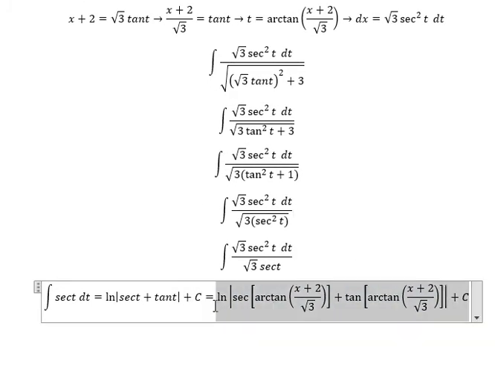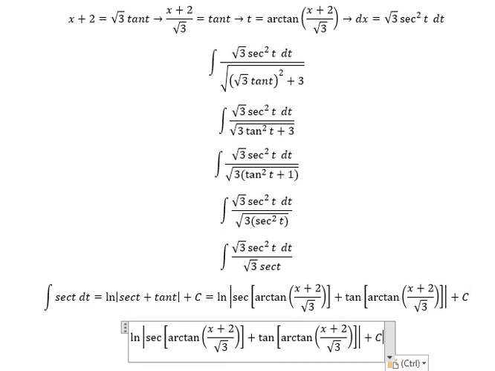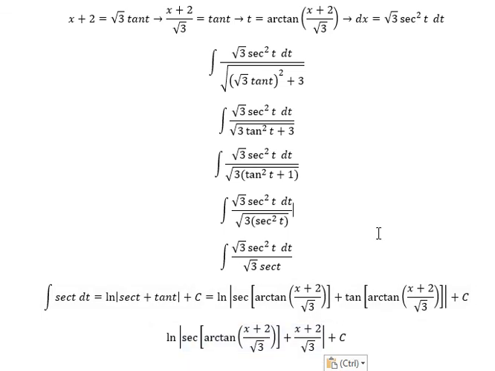Next, we know that tan with arctan, we have this one. And this is the final answer.